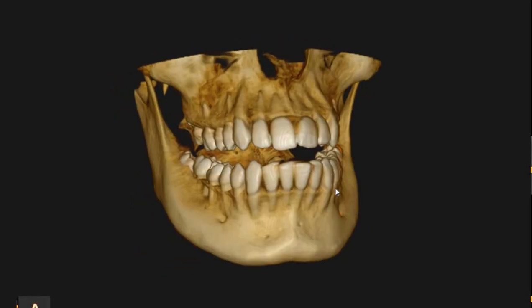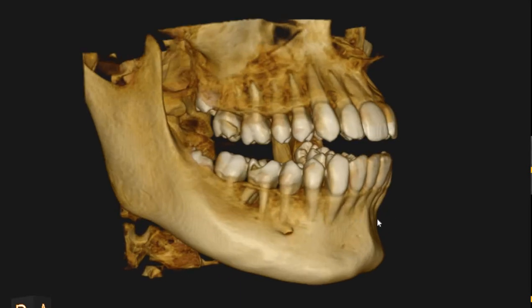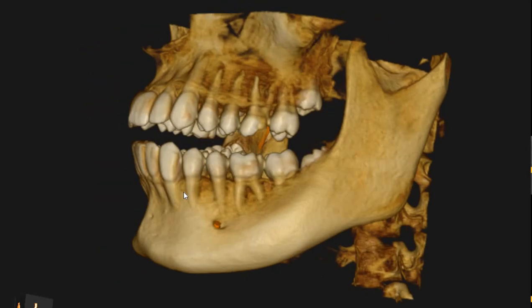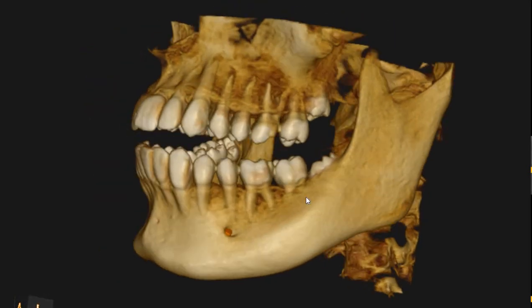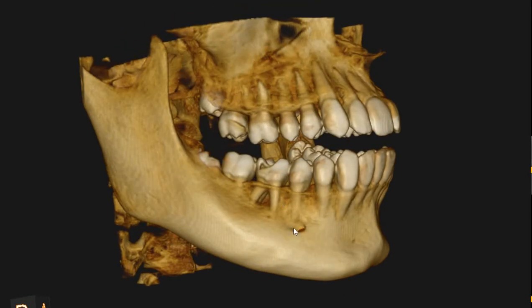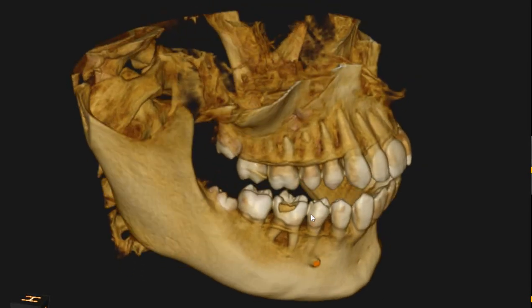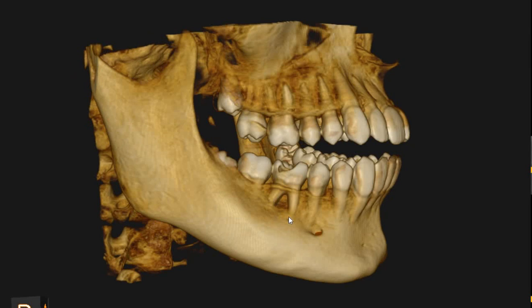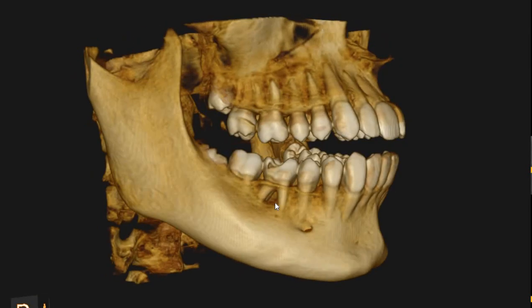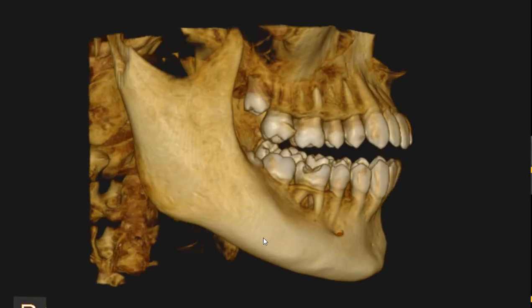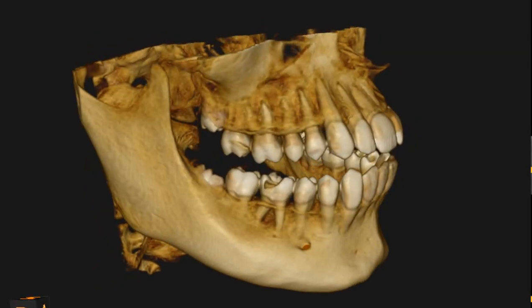This is the CBCT of the patient that you had requested. The area of interest is the lower right 6, the lower left 6, and the upper left 6. Now, the lower right 6 is grossly carious, as we can see on the 3D rendering. We've got a periodontal lesion involving the furcation area as well, which is quite significantly involved.